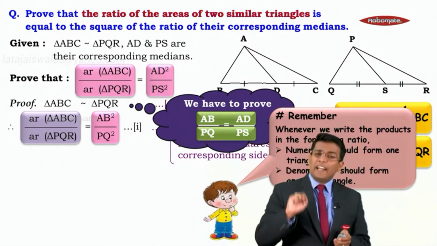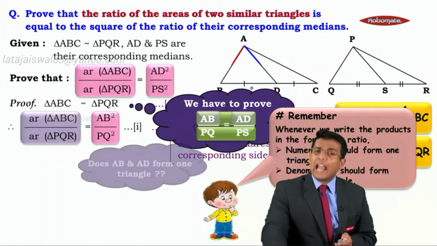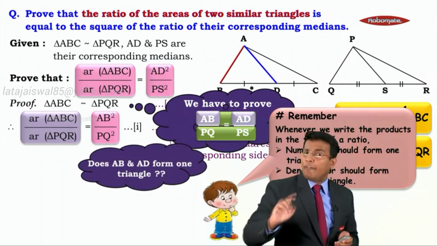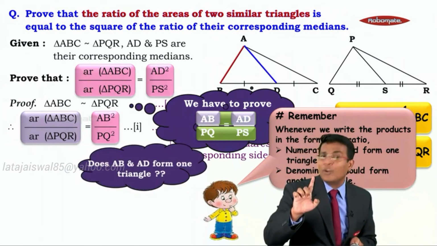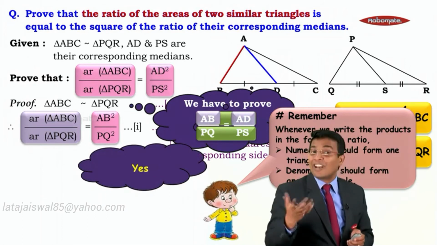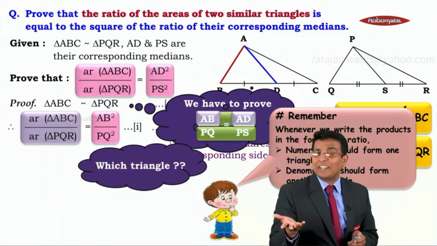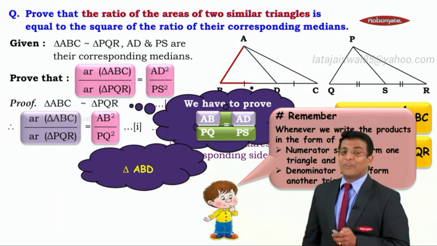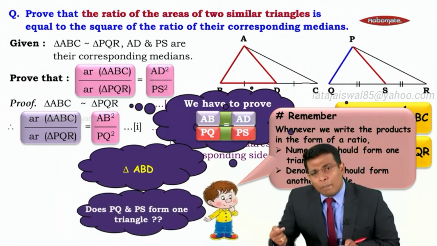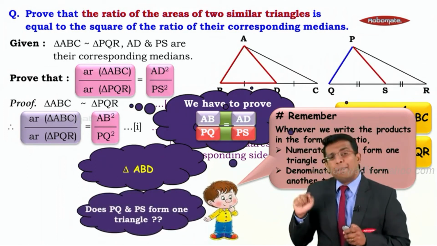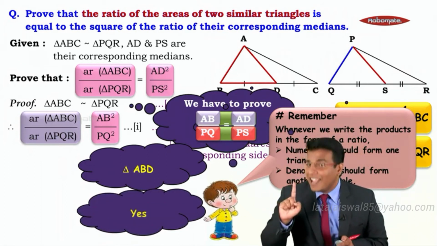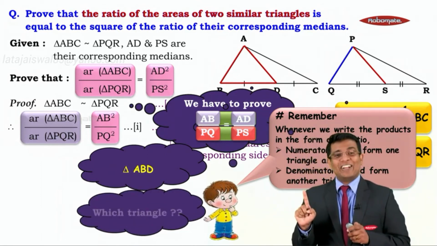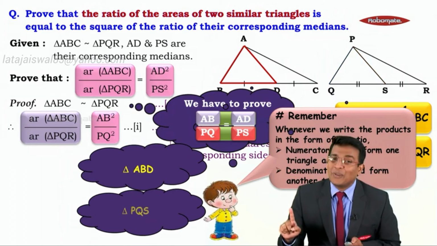So now let's check, let's look at the numerator, AB and AD. Does AB and AD form one triangle? Yes, it forms one triangle. Which triangle? That triangle is nothing but triangle ABD. Beautiful. Now let's look at the denominator. Does PQ and PS form one triangle? Yes, they form one triangle, right? Which one? It's triangle PQS.